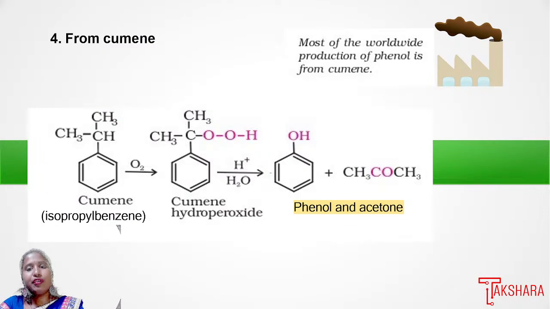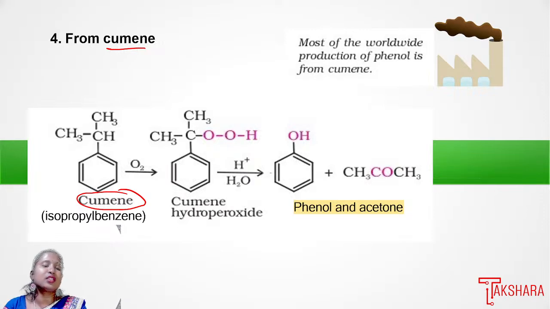Okay, next we have from cumene. So now let us know the meaning of cumene. Most of the worldwide production of phenol is from cumene only. Most of the world's production of phenol takes place by considering the reactant molecule cumene. So they may ask you to write the structure of cumene.